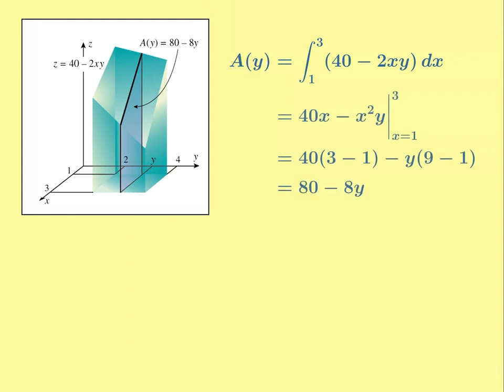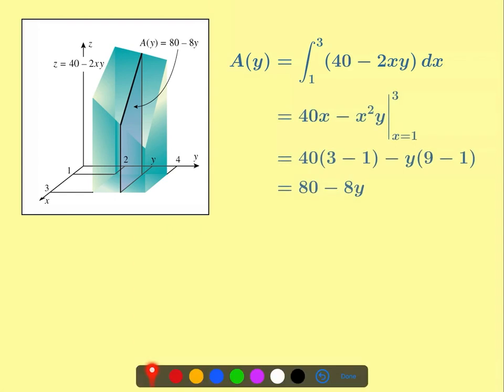So let's go ahead and integrate this. We get 40x. Here the 2x becomes an x squared, so we get minus x squared y. X is going from 1 to 3, so I get 40 times 3 minus 1 as x goes from 1 to 3, minus y times x squared will go from 1 to 9, so this will be 9 minus 1. So we get 40 times 2, or 80, minus 8y. So this is the area of a face. Again, this face here, just like they wrote here.